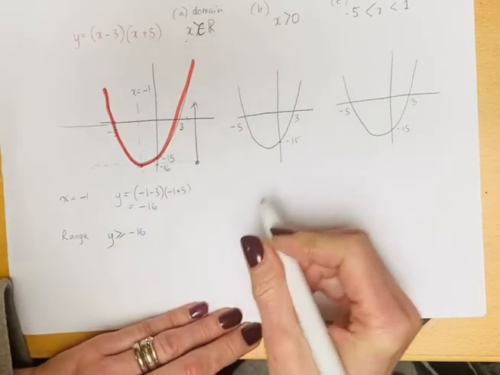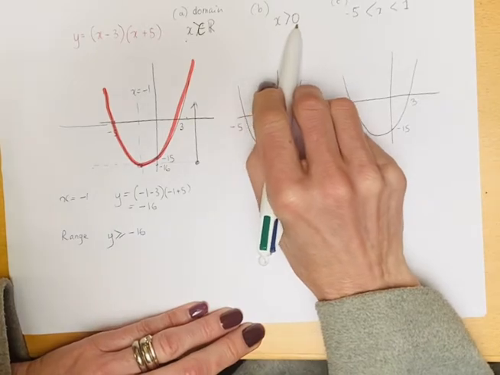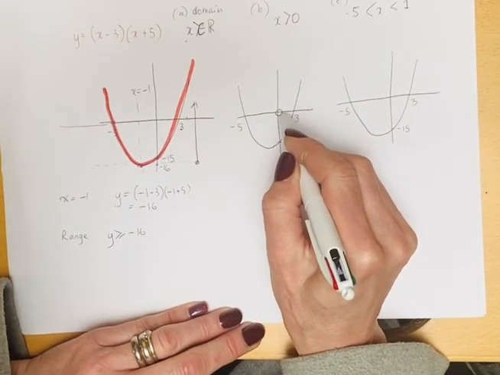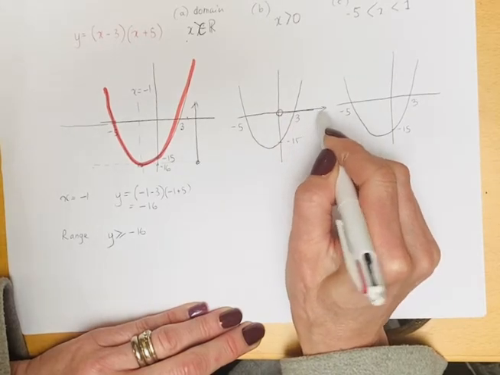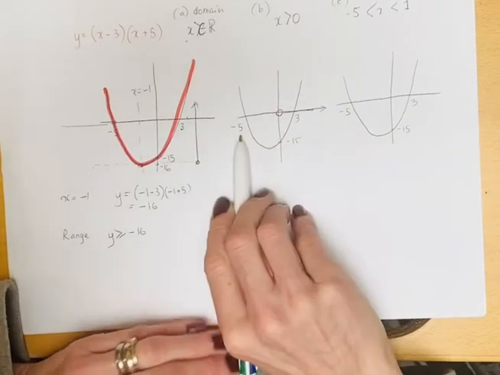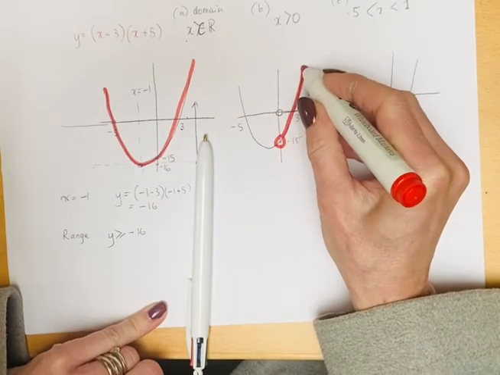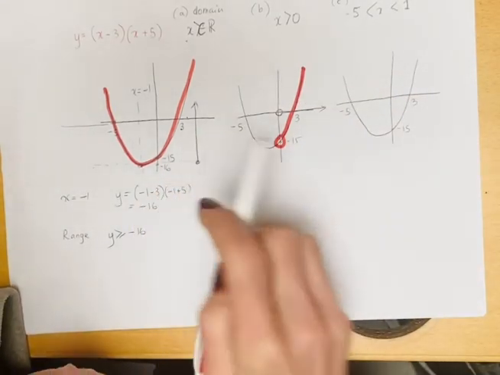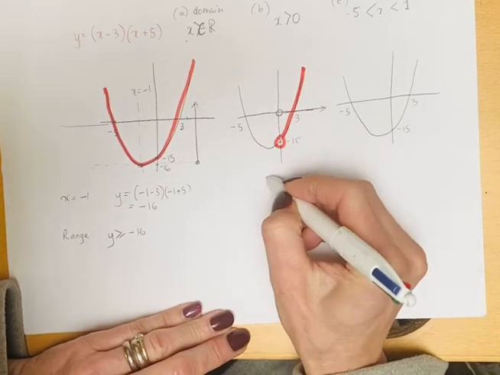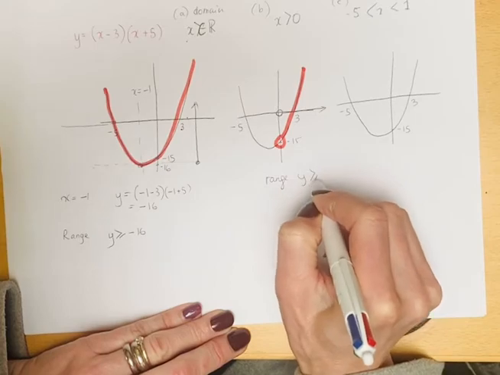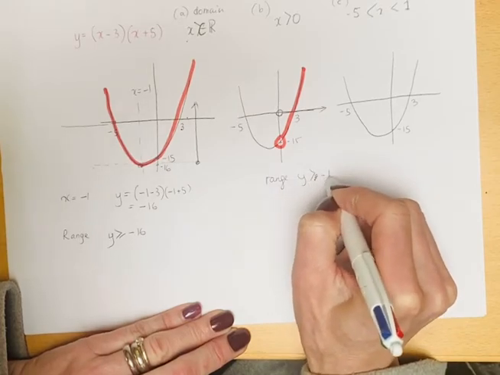Now, if we restrict the domain for values of x that are positive, so we are inputting values of x from 0, not including 0, and greater, then we are only going to be looking at this part of our graph, so only this branch. So that you could see that the range in this instance is y is greater than, not equal, -15.